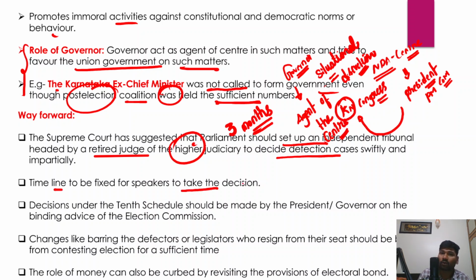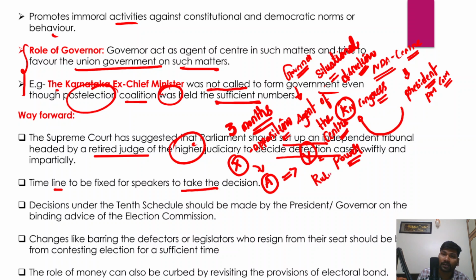Now I'll tell you, for example, there's a political party X, and from political party X, a member A has joined another political party Y, and here the political party Y is in power, right? So this is the ruling party and this is the opposition political party, and speaker is from which political party? Speaker is from the ruling political party, right? So he is from the ruling political party.